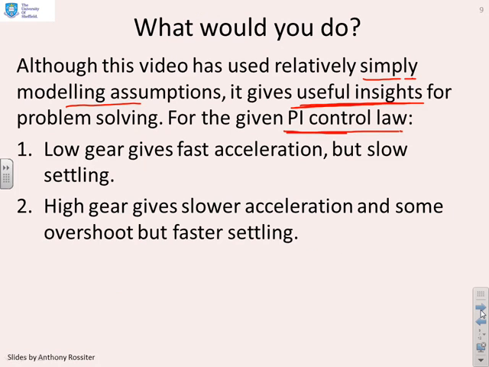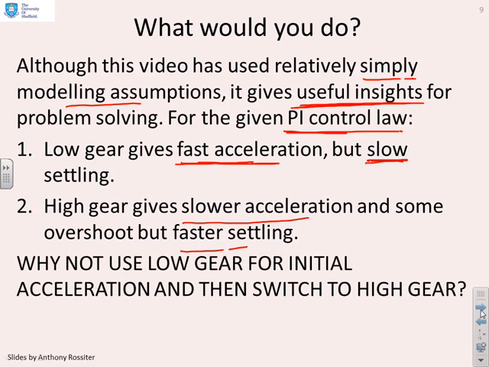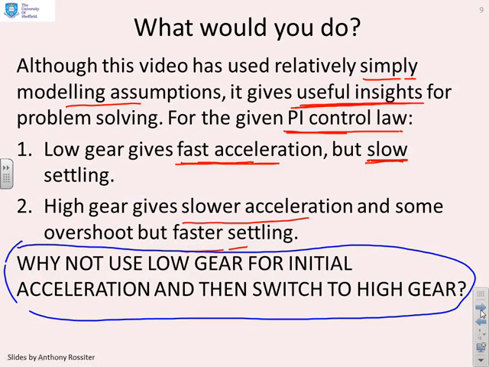If you're in a lower gear than you expected, you get faster initial acceleration, but actually slower settling times. If you're in high gear, you get slower initial acceleration, but faster settling, and a little bit of overshoot because of the tuning. So you might be asking yourself, why not use low gear for initial acceleration and then switch to high gear? And then you'll be saying, well, of course, we all know that, but this is the whole point of doing the investigation, to actually discover these things and then be able to implement them.